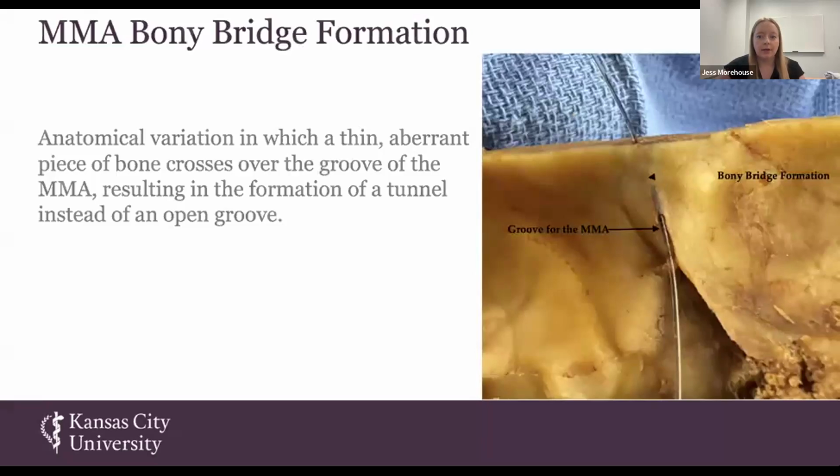In some individuals, a bony bridge forms within the groove of the middle meningeal artery, as you can see here. This aberrant piece of bone converts the open groove into a tunnel, which results in the inability to separate the artery from the periosteum, thus resulting in the inability to reflect the bone flap and expose the underlying dura and brain without damaging the artery.